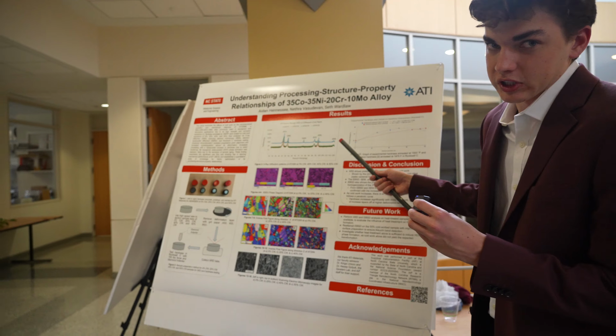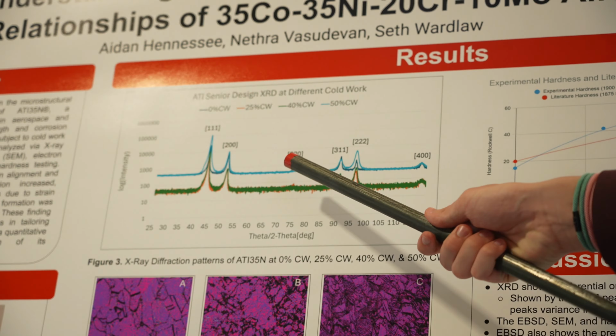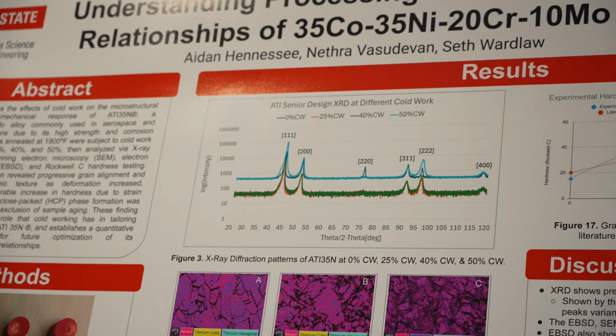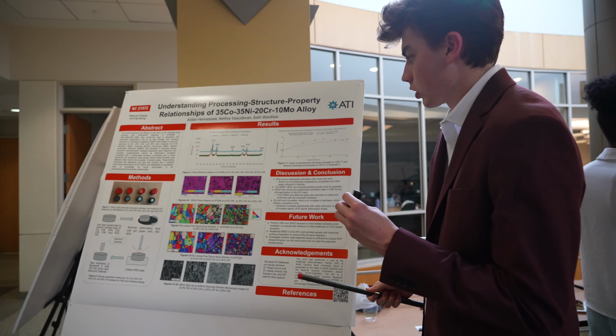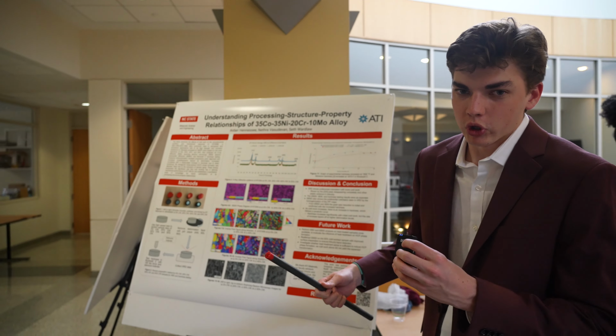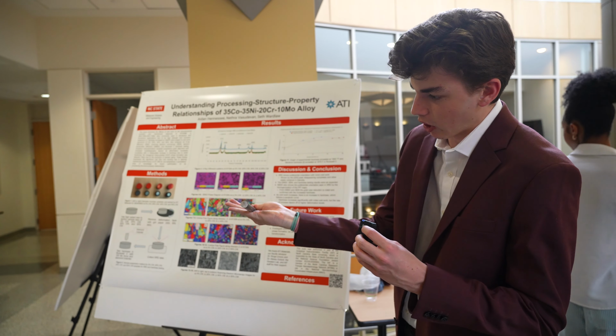In XRD, we can see peaks disappearing and changing here at 220 and 222, maybe some 111, where we see preferential orientation in the grains, which just means all of the grains are aligning as we're drawing it out, as we're pulling these samples tighter and tighter, making them smaller and smaller.